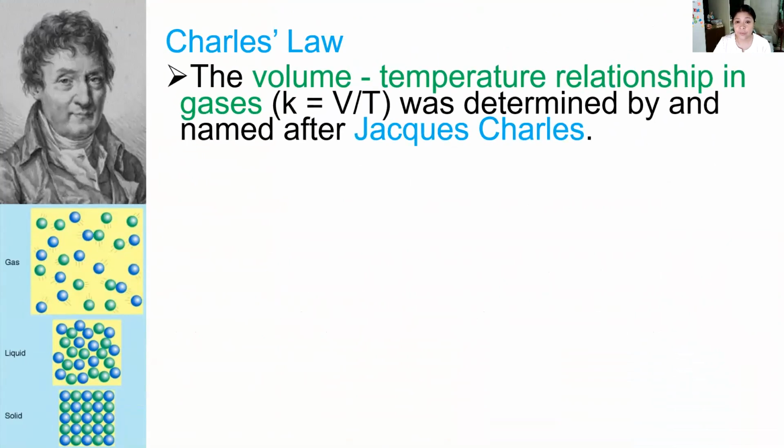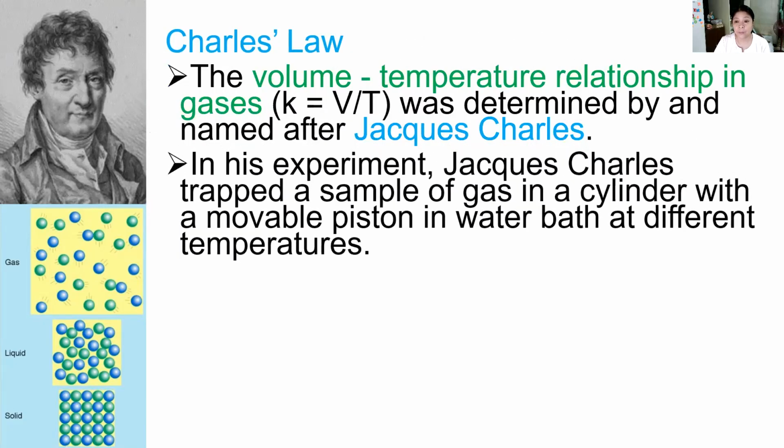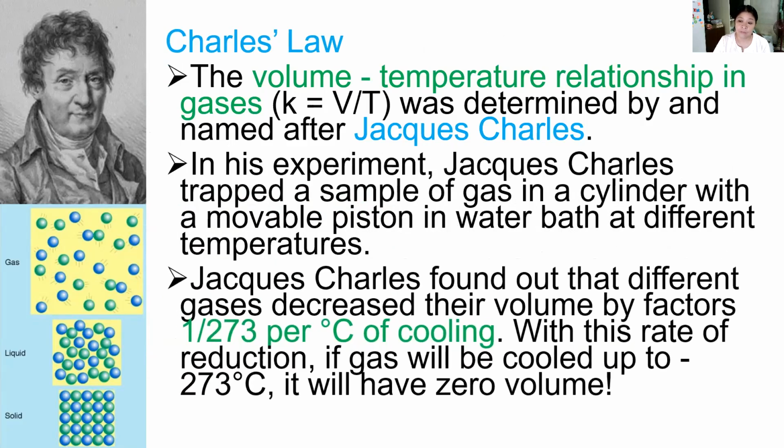The volume-temperature relationship of gases, V equals kT, was determined by a man named Jacques Charles. In this experiment, Charles trapped a sample of gas in a cylinder with a movable piston in a water bath at different temperatures. He found that the different gases decreased their volume by a factor of 1 over 273 per degree Celsius of cooling. With this rate of reduction, if a gas were cooled to negative 273 degrees Celsius, it would have 0 volume.